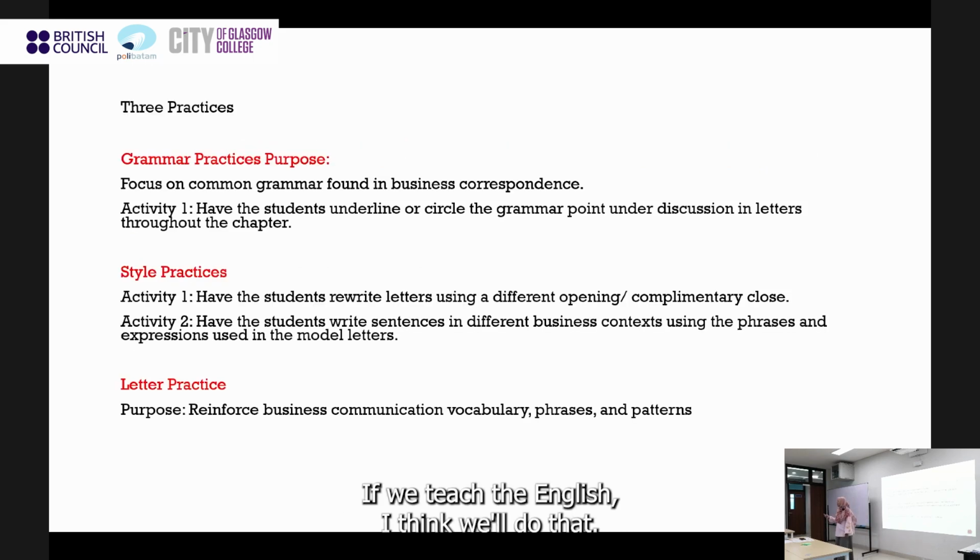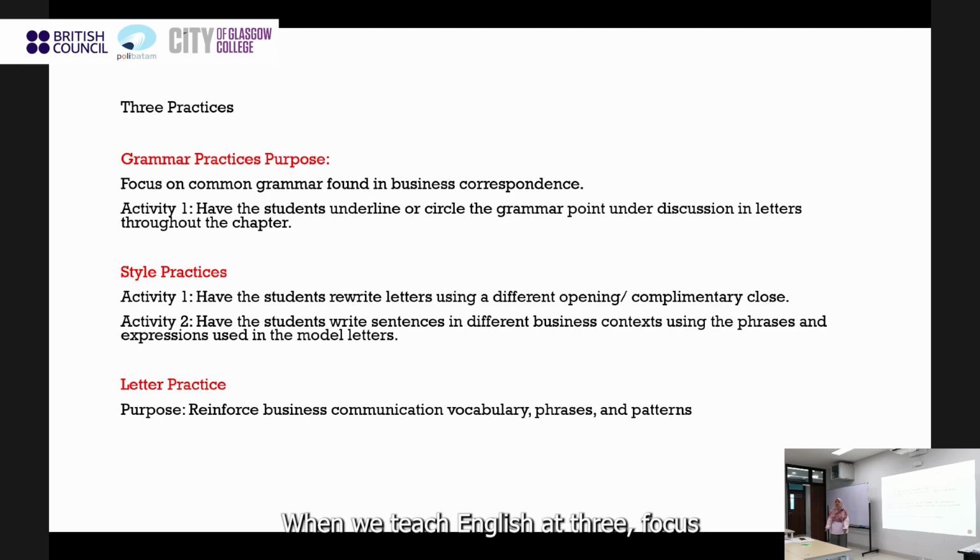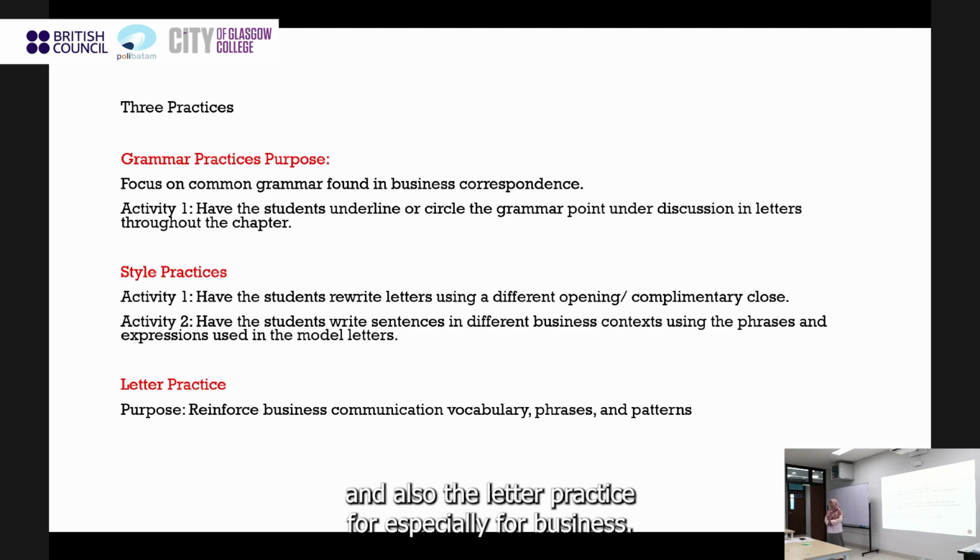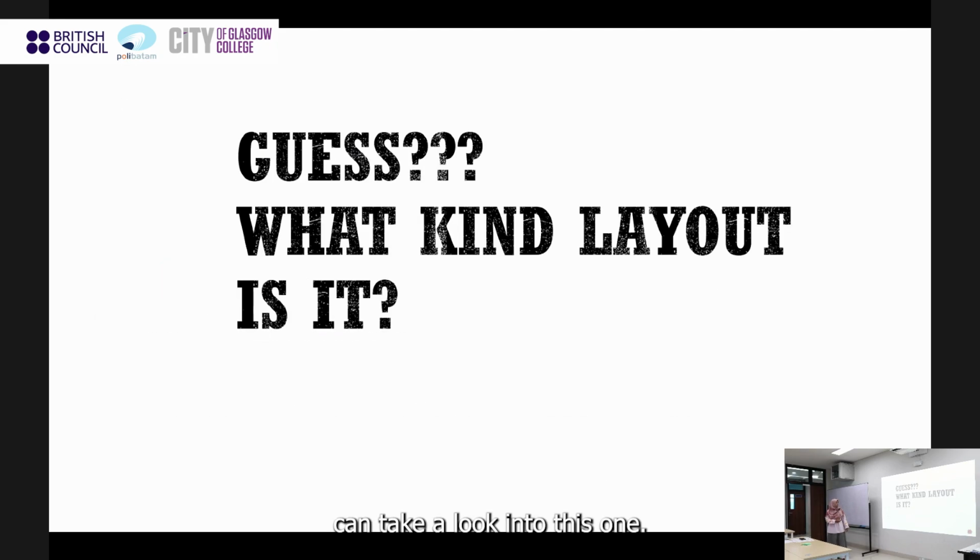If we teach English, I think Bu Rosa and also Pak Suwarno are familiar with this one. When we teach English, the three focuses are grammar practice, style, and also letter practice, especially for business writing.